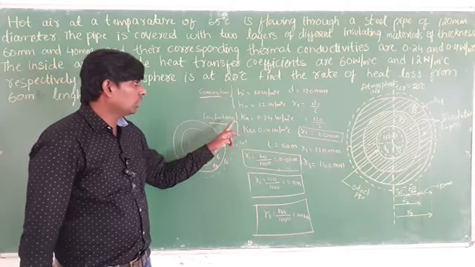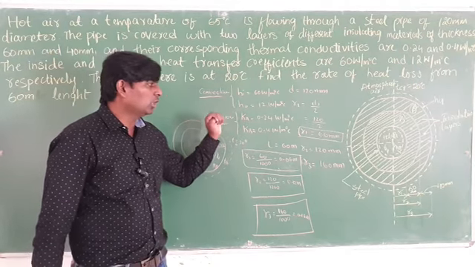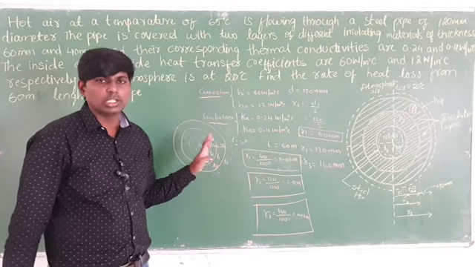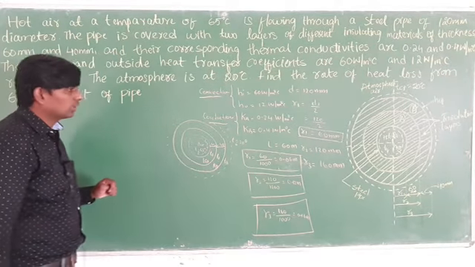This is the value of Ka, this is Kb, and this is Hi, and this one is HO. R1, R2, R3, Ka, Kb, Hi, HO. These are the things that are given.